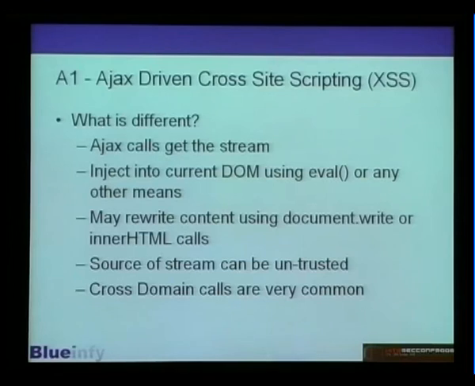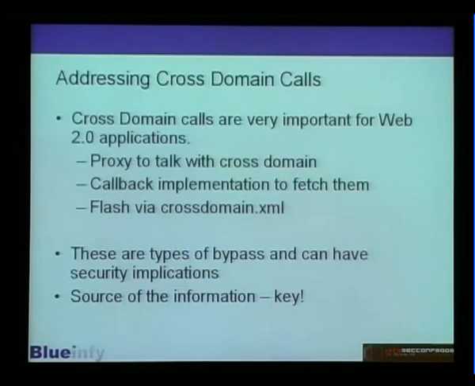So there is some kind of call which will take this new stream and inject it into the current memory space. So it uses either a call called eval. So whatever is coming, it does an eval. It's like doing a command execution on your browser's DOM through JavaScript. Or you need to do a rewriting, whether you do a document.write or you change the innerHTML or such. So one of the fundamental things over here is that the stream which is coming to your browser is coming from an untrusted source if you are running a mashup application, and cross-domain calls are very common.